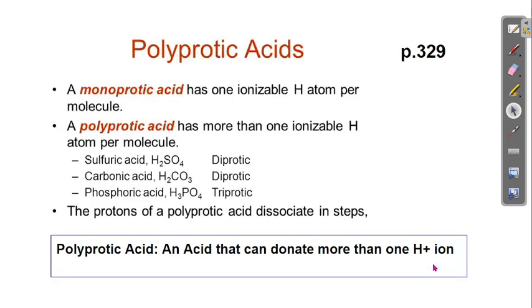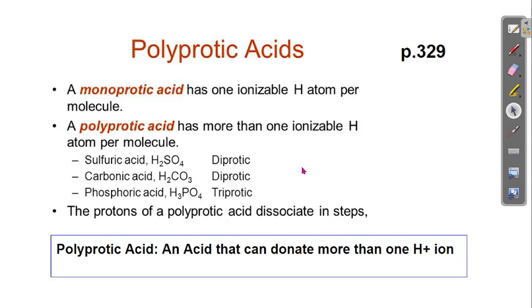Let's talk about polyprotic acids. That's on page 329. Poly means more than one. Protic means they're going to give more than one proton. So they are acids that are able to give more than one proton. A monoprotic acid, mono means one, has one ionizable hydrogen. I mean they only have one hydrogen atom that can become a hydrogen ion or proton. Okay, hydrogen ion and proton are the same. So that's a monoprotic acid. It only has one that's able to ionize.